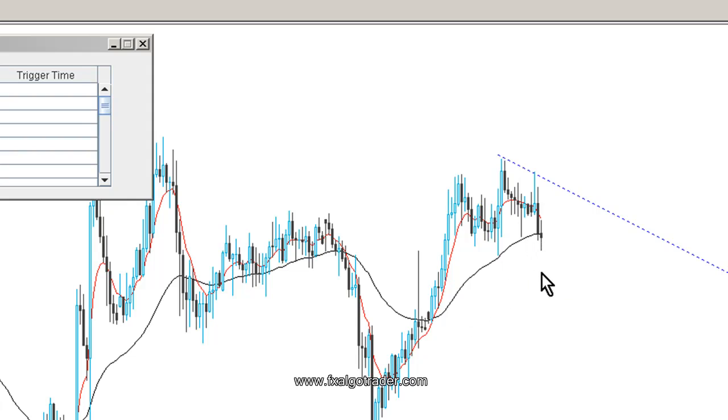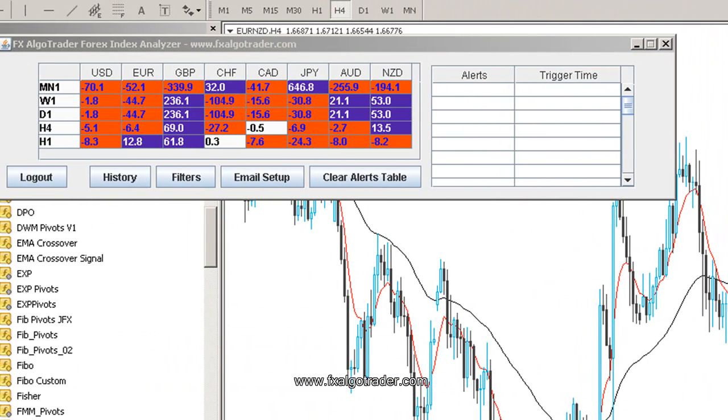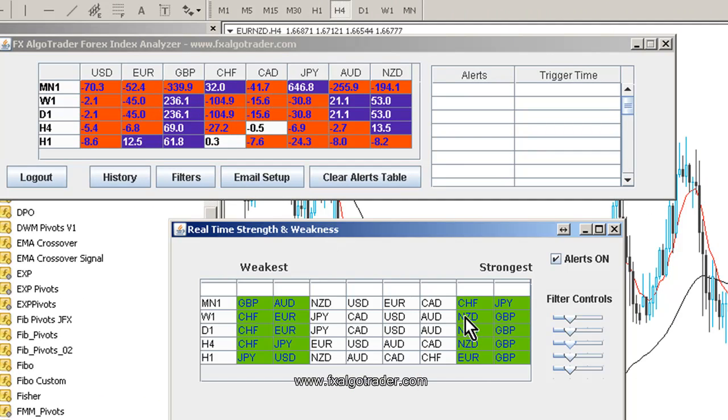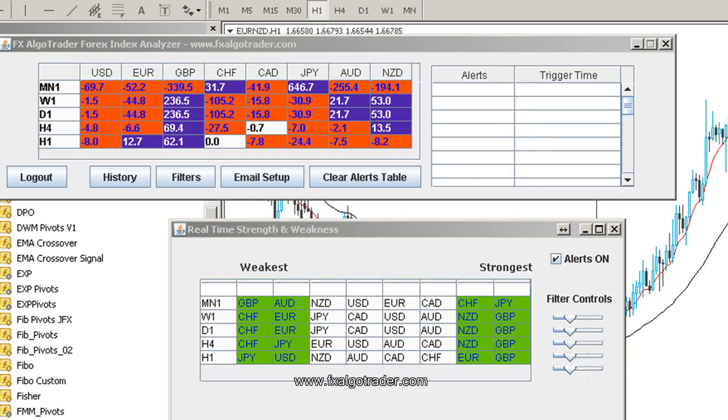But again, you wouldn't want to be going straight into the market, and you want to be timing your entries based upon tests of support and resistance. So remember, if you look back at the filters here for the index analyzer, we're seeing Kiwi strength across 4 hourly, daily and weekly time frames, and we're seeing euro weakness. Although saying that, we're seeing a little bit of strength on the hourly chart for the euro here.